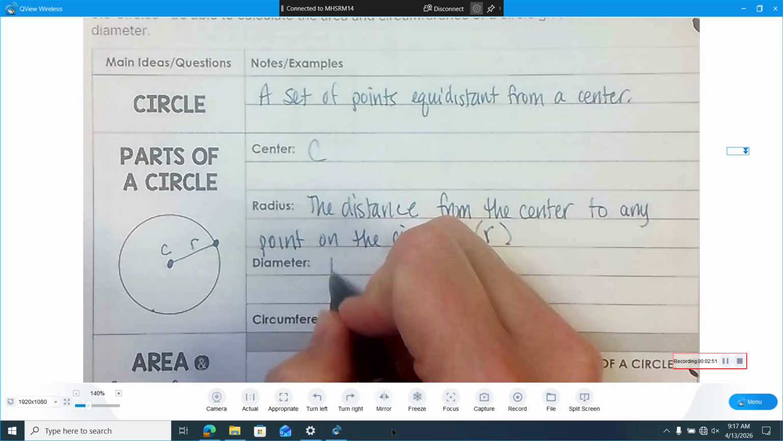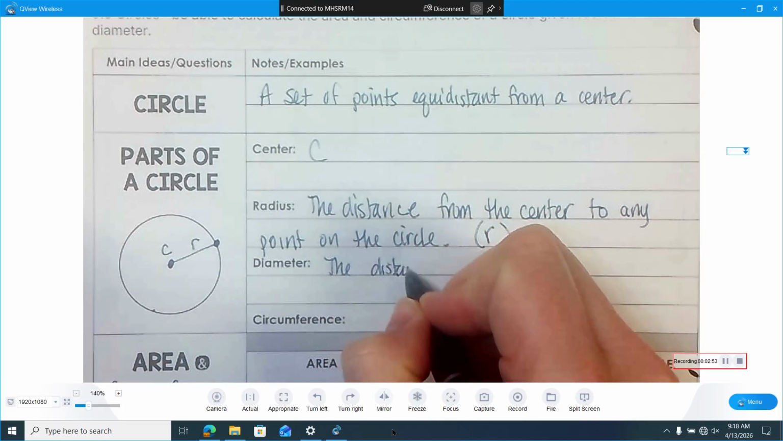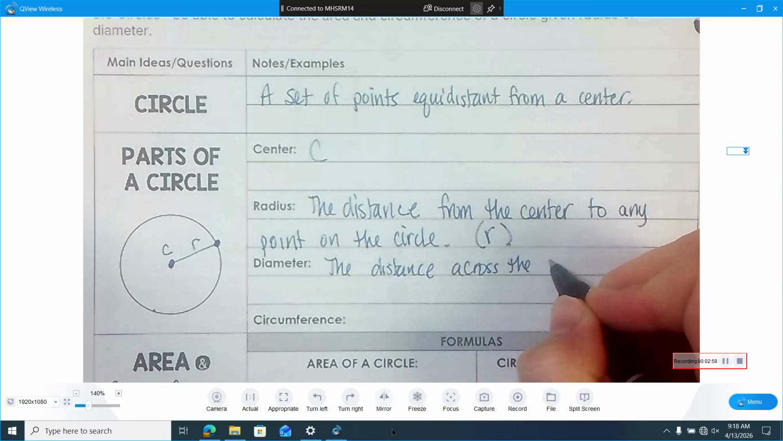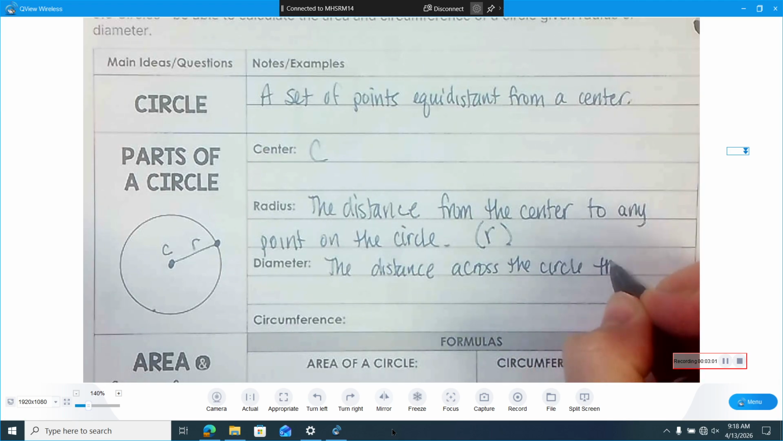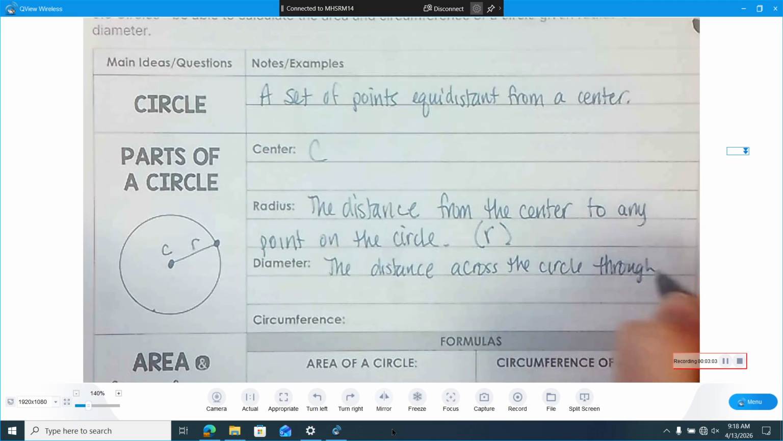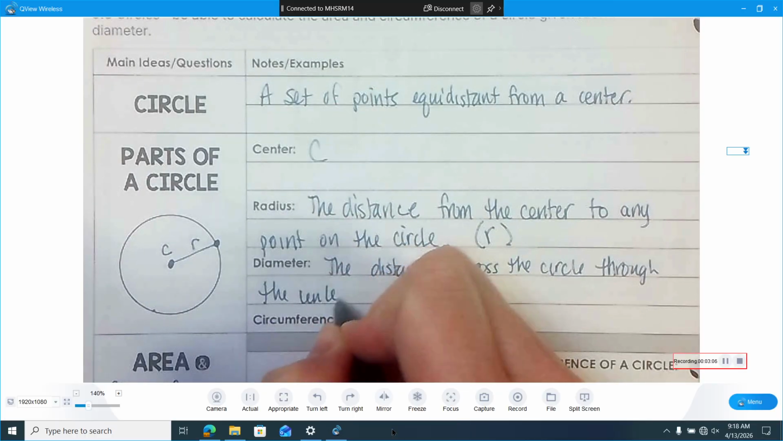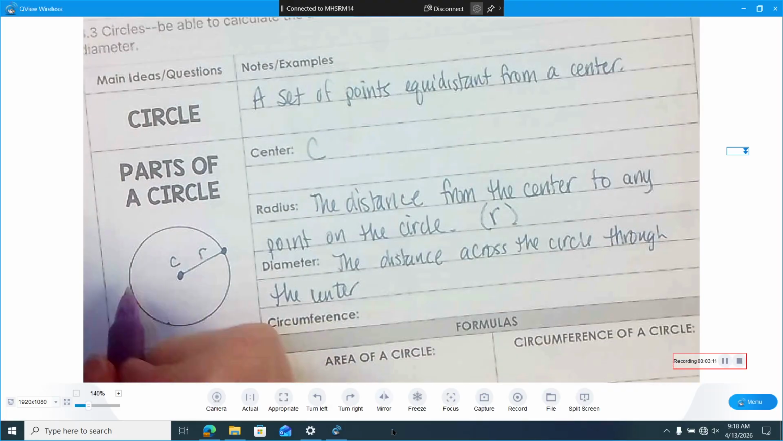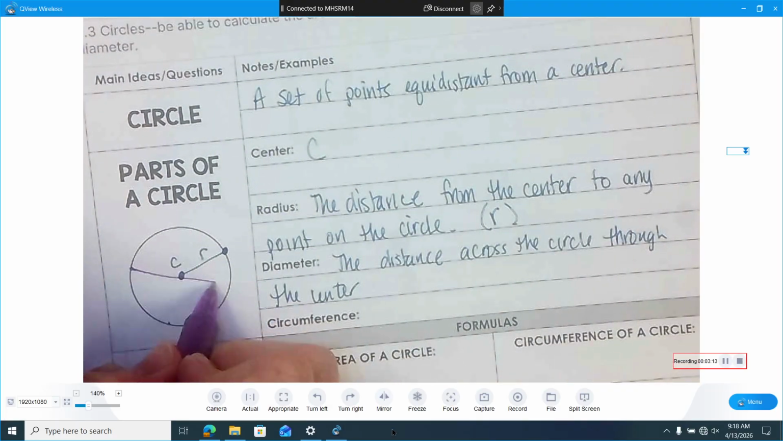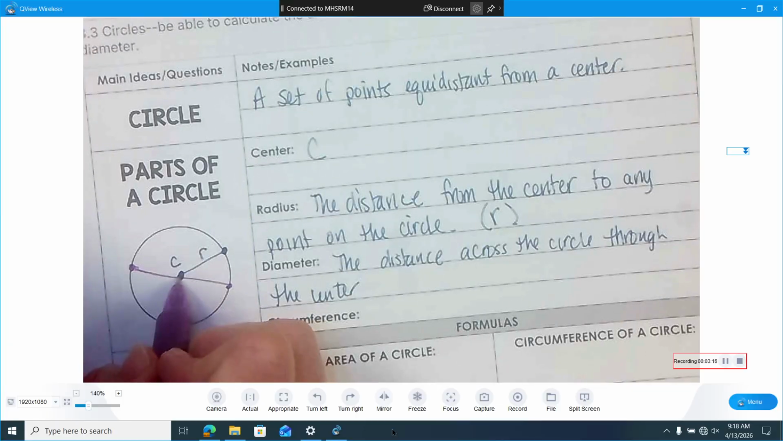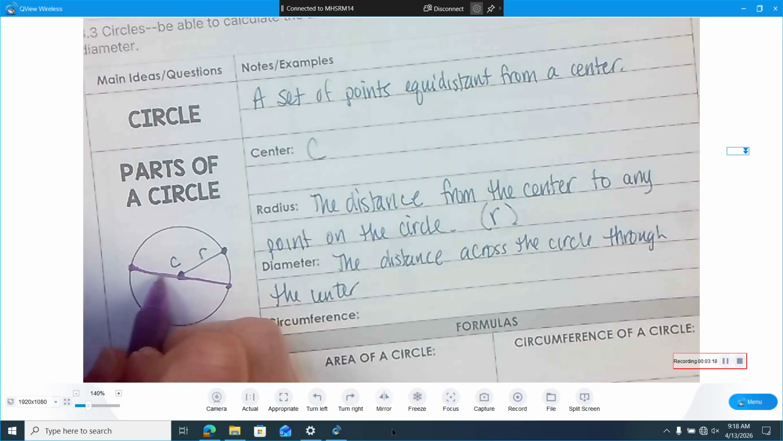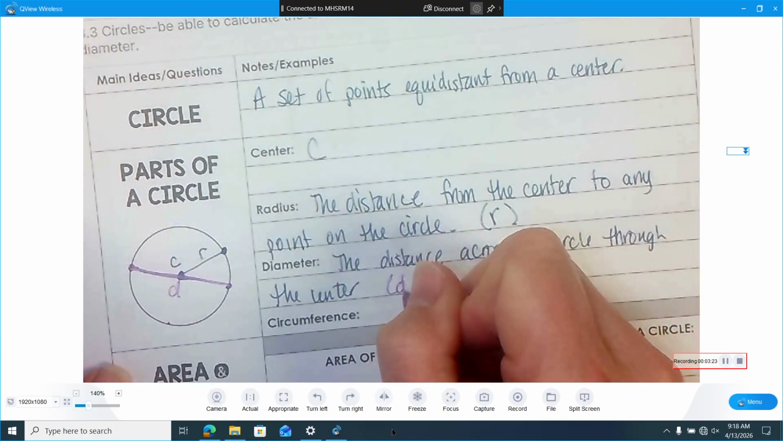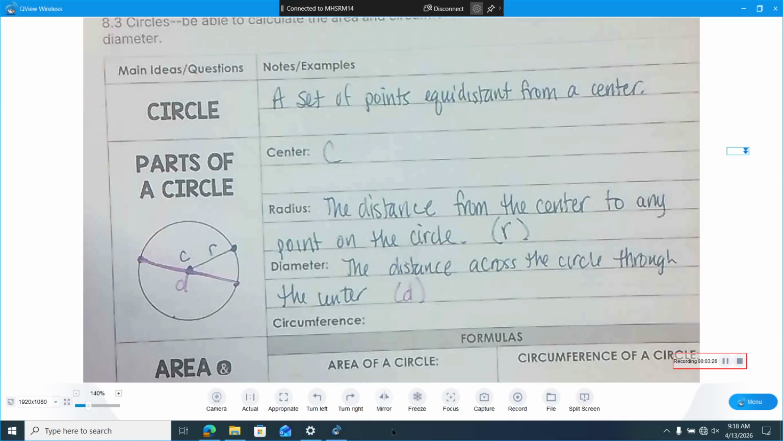The diameter is the distance across the circle through the center. So the diameter has to go from edge to edge, but it has to pass through the center of the circle. So that is our diameter D. It goes all the way across.